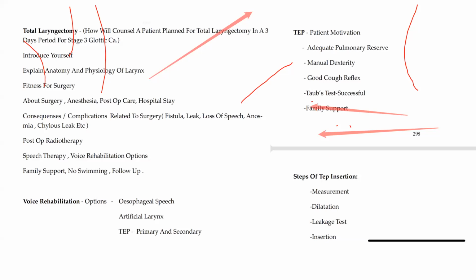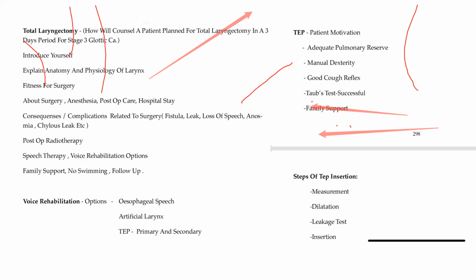Whereas in a T4 larynx, there is no problem. In all thyroid cartilage eroding, operable disease, you will go for an upfront laryngectomy. And in both these cases, you have to give adjuvant therapy also. What are the other things you have to tell? That's the first thing: why you are doing surgery. What is the nature of the disease? Why we are going for a surgery? What is the indication of surgery here?